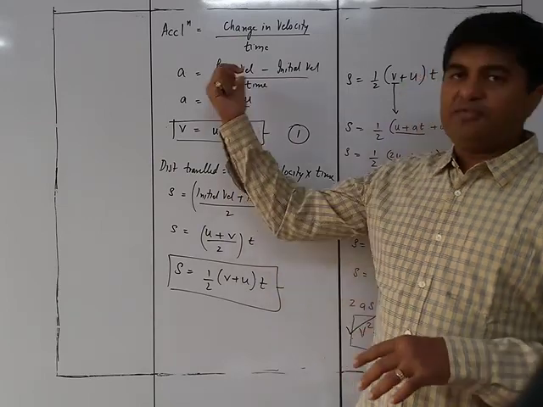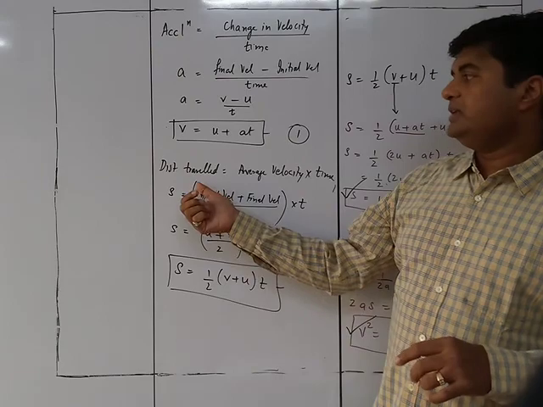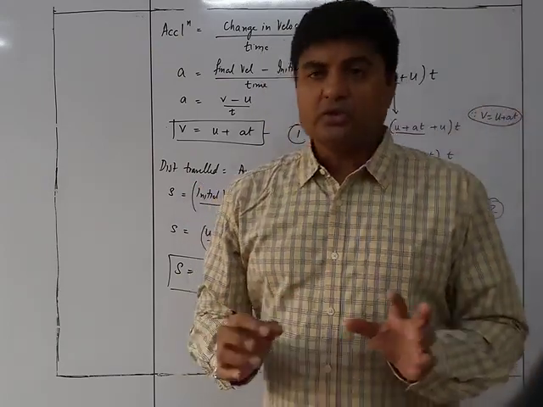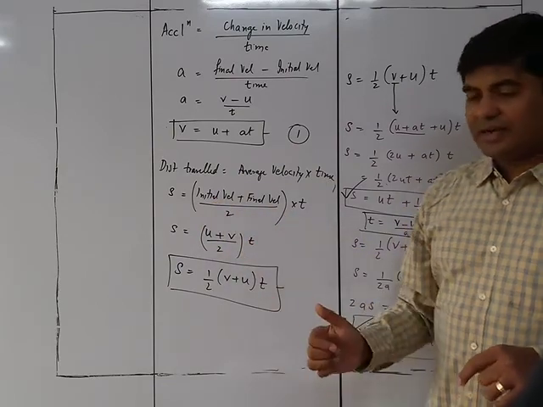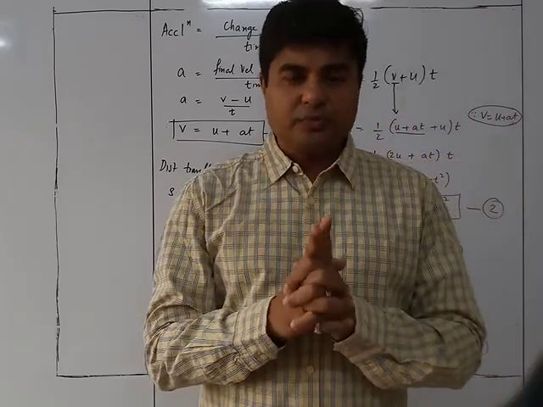Here, by definition, acceleration is change in velocity, final velocity minus initial upon time, whereas distance traveled is average velocity into time. So average velocity is initial velocity plus final velocity upon 2, hence we get the answer as half v plus u into t. Is it clear? Have you understood this properly?